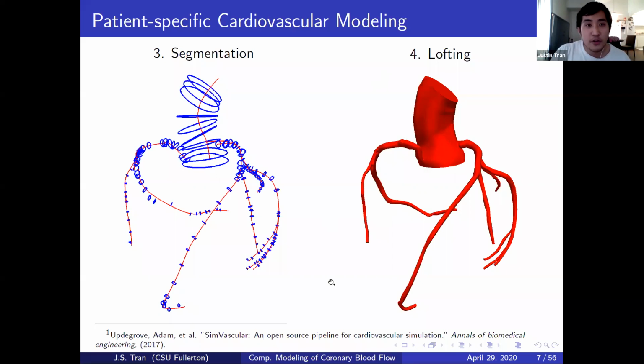The next step after the segmentation is called lofting. I call this step 3D connect the dots. My collaborators hate it when I say that, but that's what makes sense to me. Because what you're doing basically is taking all your segmentations and connecting them together to form a solid body in order for you to run a simulation.